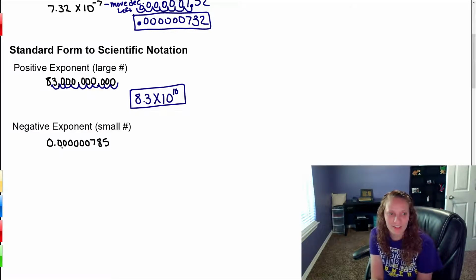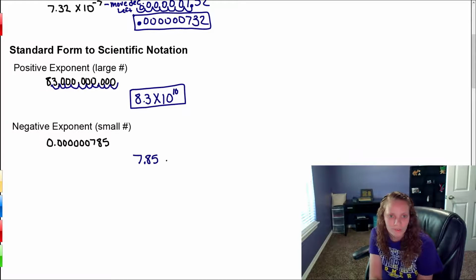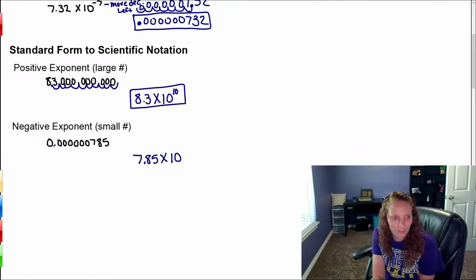Okay, let's try this last one. Again, I'm noticing a 785 back here, and so there needs to be one number that's not 0 out in front of a decimal. So the first number I see is a 7, and then the other two numbers will follow. It's always going to be times 10. Now the power is how many times we move the decimal over. 1, 2, 3, 4, 5, 6, 7. So it moves over 7 times.